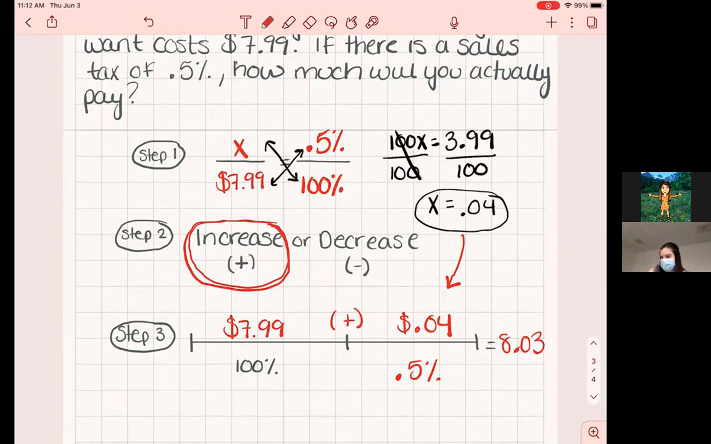So that's it. Really, the only new part was deciding if it's an increase or decrease. And then once you figure out how to set this up, it's really, really easy. You're just going to add across the top or subtract across the top to figure out the new amount after that increase or decrease.